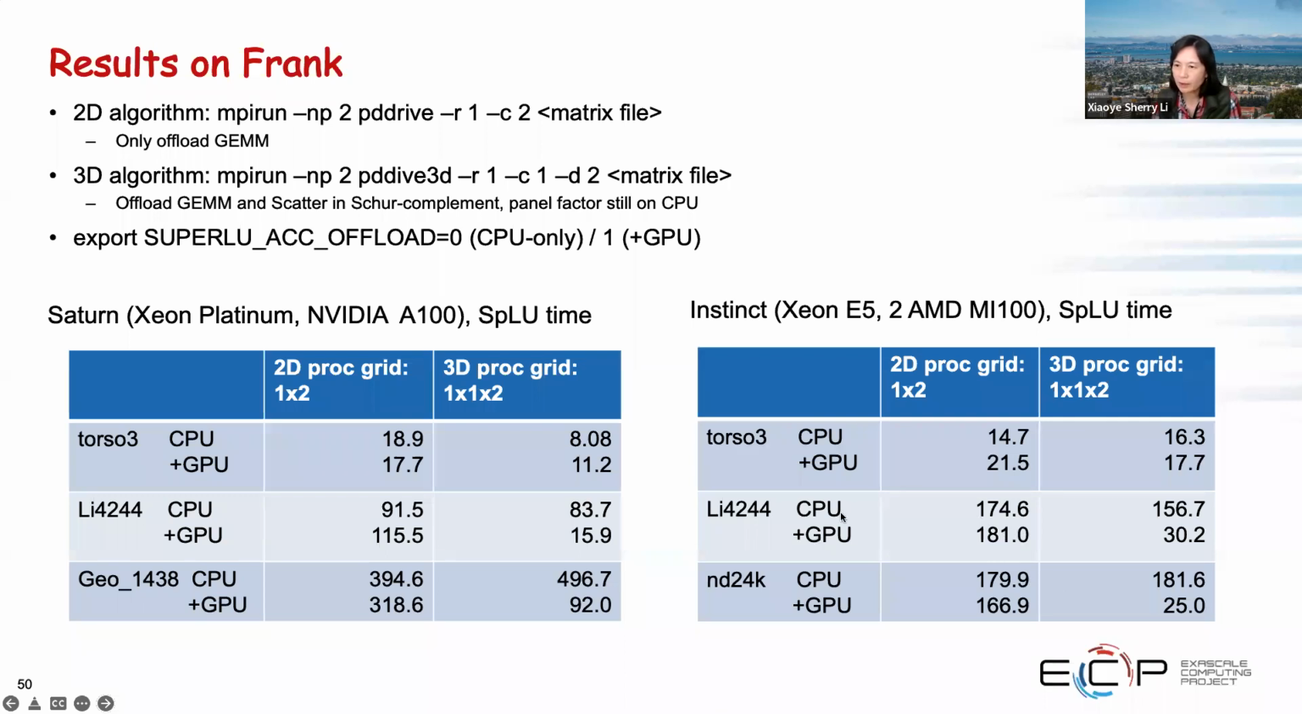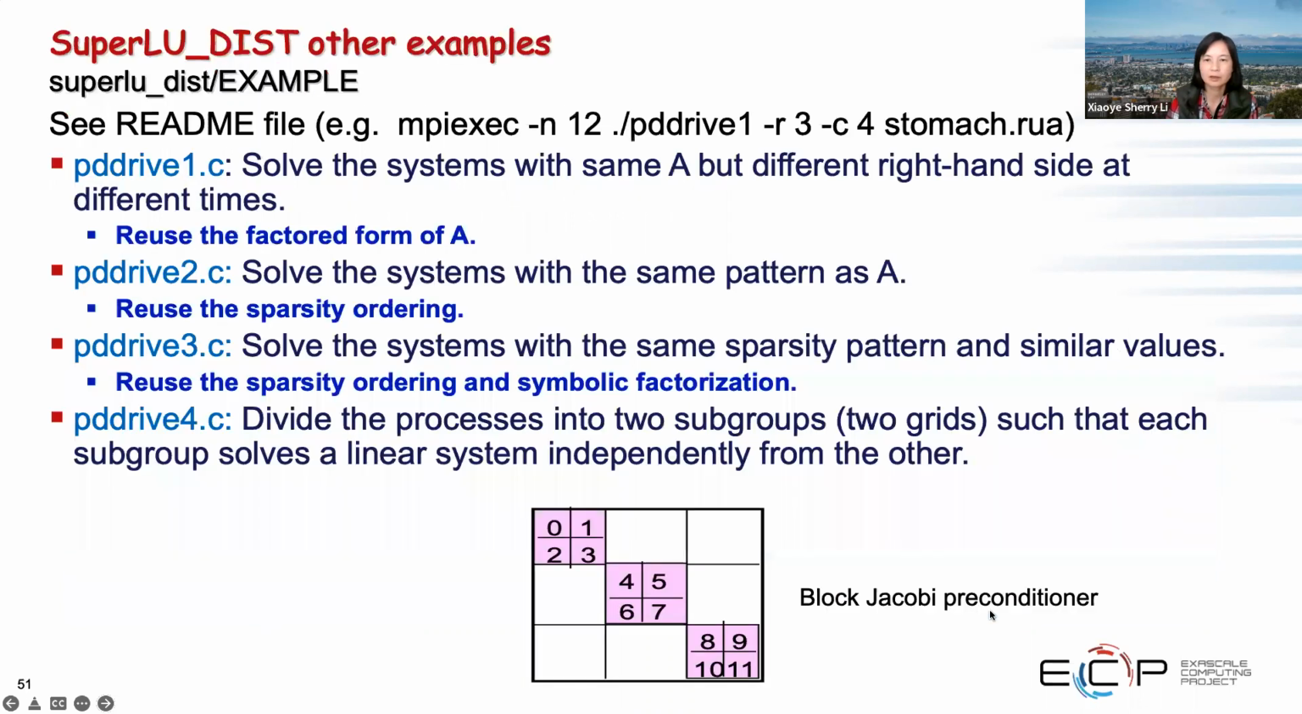So let's take a look at one example here, torso 3. For the 2D, for 3D, using GPU, there's no benefit. For 2D, using GPU is worse, okay? But then if you look at another matrix here, for 2D, using GPU is slightly better. But for the 3D code, using GPU is a lot better, because this one, we're actually offloading a lot more stuff to GPU, and this 2D code only offloads the gem. So on this machine, on the AMD, only the gem is offloaded. It's not very beneficial.